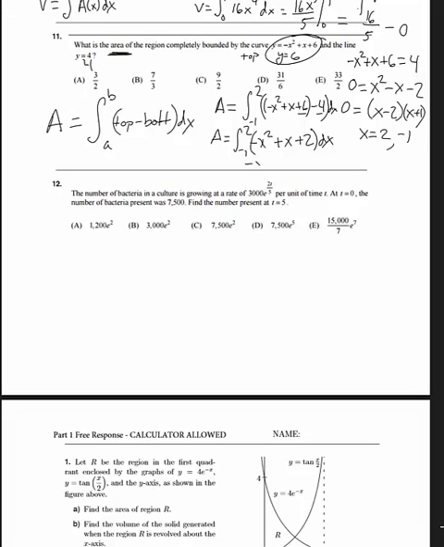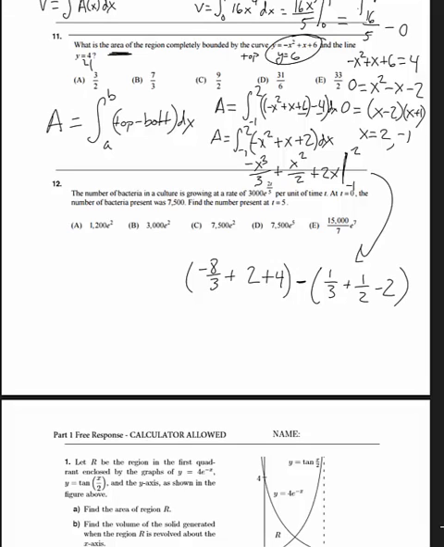We integrate that, we get negative x cubed divided by 3 plus x squared divided by 2 plus 2x from negative 1 to positive 2. And then we plug in positive 2, we get negative 8 thirds plus 2 times 2 squared, which is 4 over 2, is 2, plus 4, minus, plug in negative 1, we get negative 1, but another negative, so we get 1 third plus 1 half minus 2.